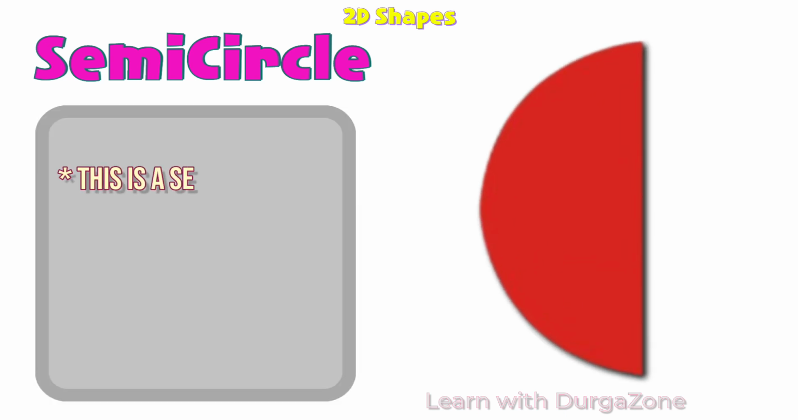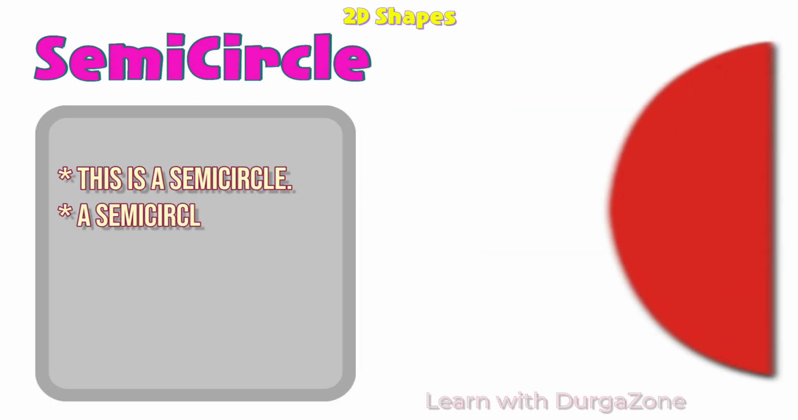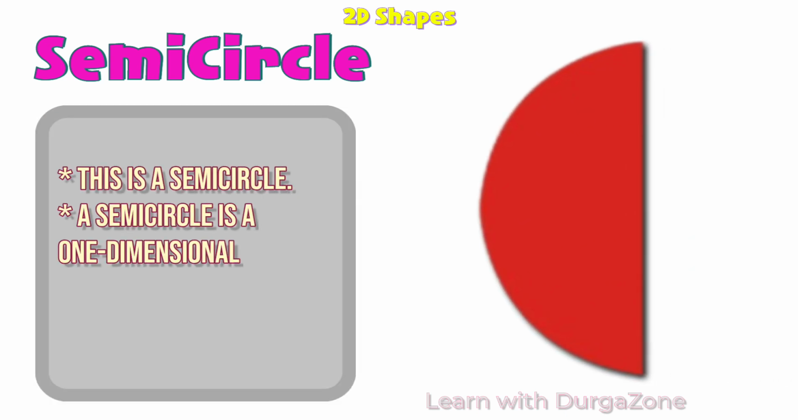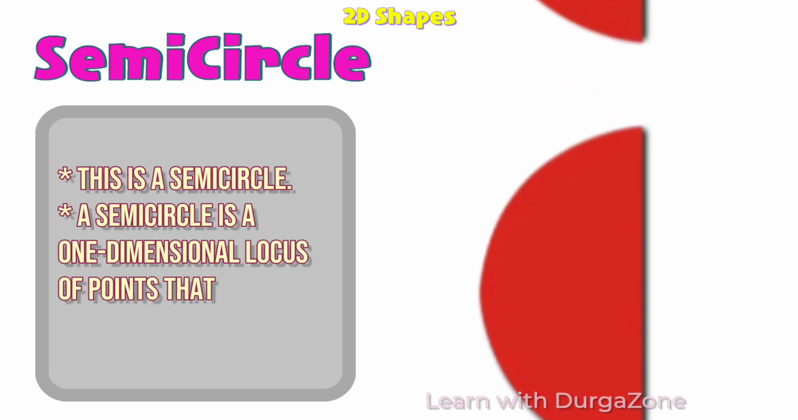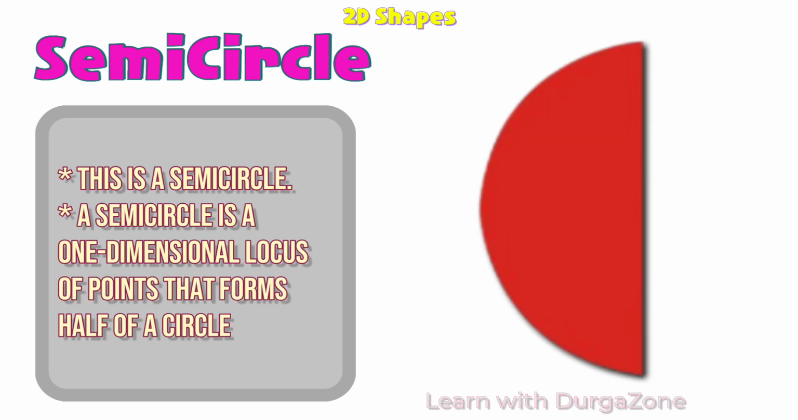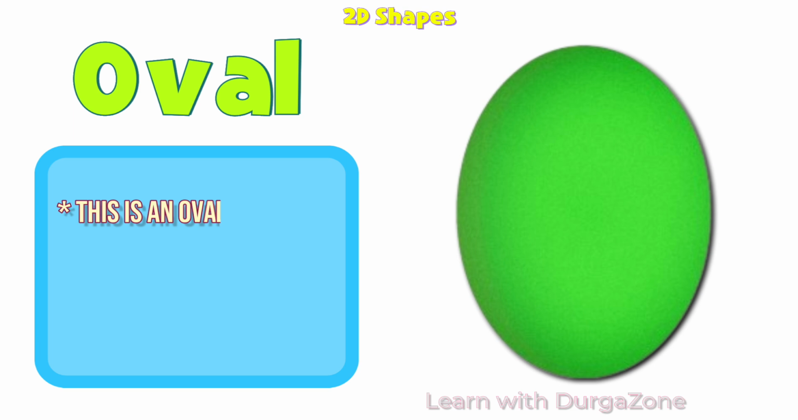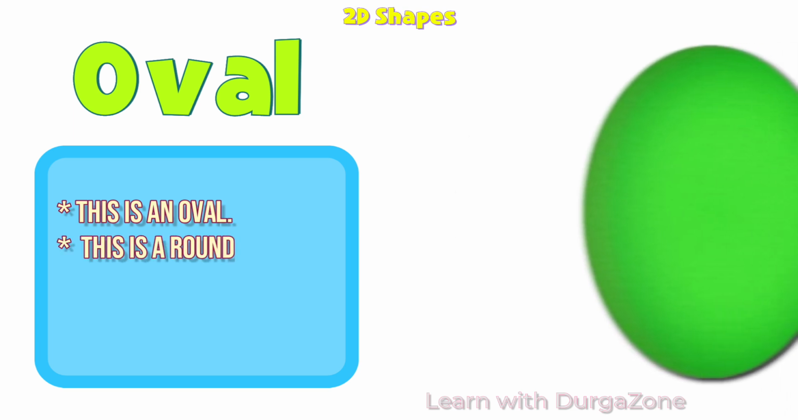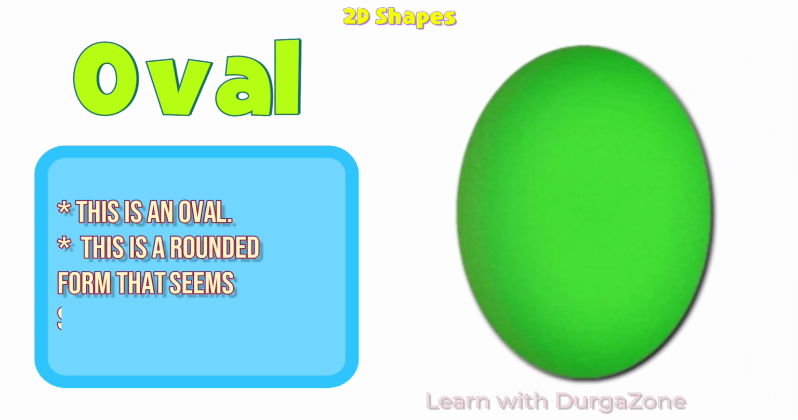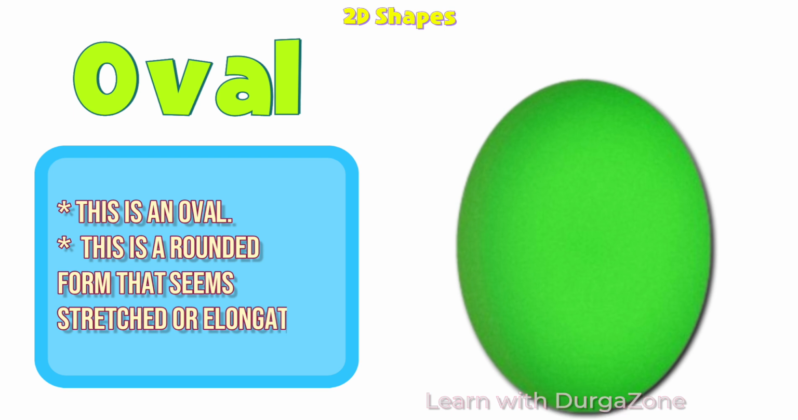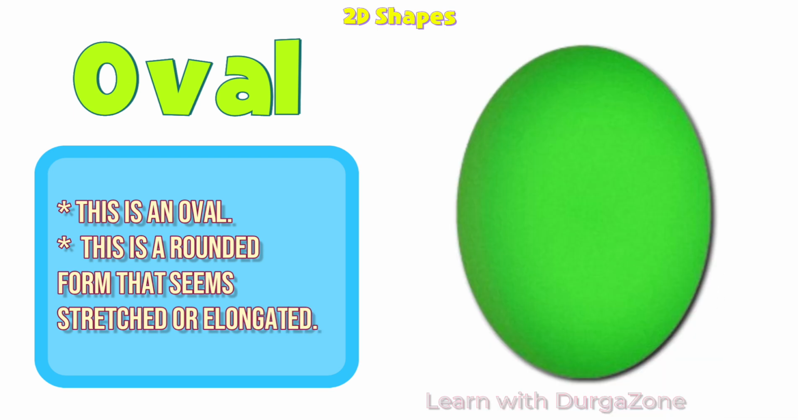Semicircle. This is a semicircle. A semicircle is a one-dimensional locus of points that forms half of a circle. Oval. This is an oval. This is a rounded form that seems structured and elongated, just like egg shape.